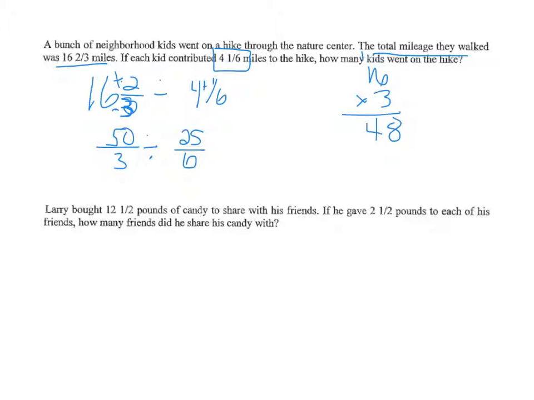I'm feeling pretty good because I see some things that once we keep, change, flip, we're going to be able to make this a really simple problem, because 3 goes into 3 once and it goes into 6 2 times. 25 goes into 25 once and it goes into 50 2 times. So now I can multiply across. 2 times 2 is 4. 1 times 1 is 1. 4 over 1 is 4. So 4 kids went on the hike.